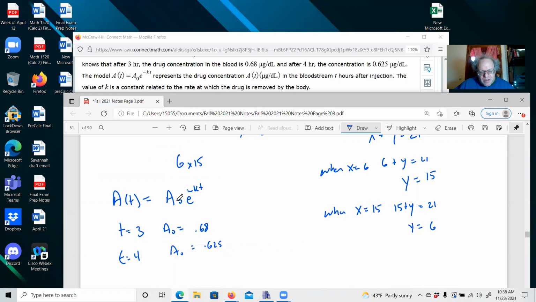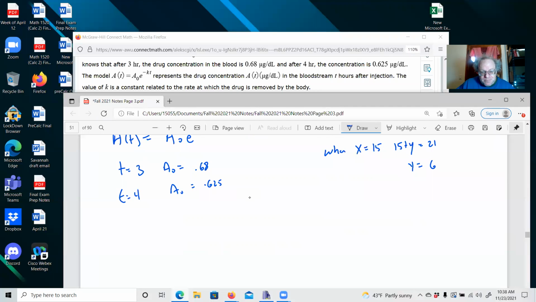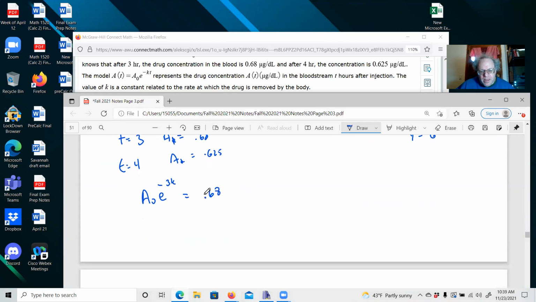So notice we have two equations. We have a sub 0, we have k, we have to solve for. Okay, so let's set this up a little bit. We've got a sub 0 e to the negative 3k, because t is going to be 3, and that is equal to a_t, it wasn't 0, it was a_t, is equal to 0.68. Okay, and we have a sub 0 e to the negative 4k is equal to 0.625.